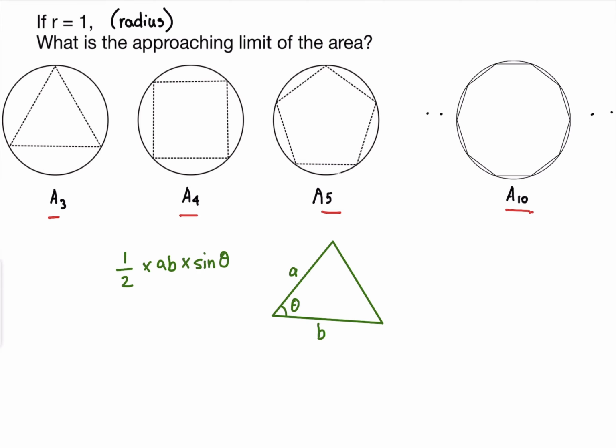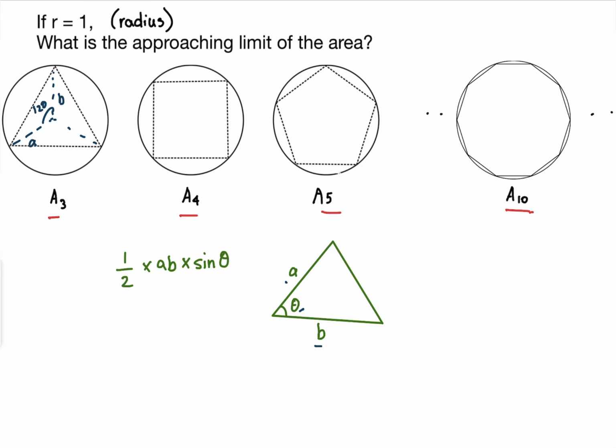So over here, in our first triangle, in our first figure, A3, we know the value of this because this is a 360-degree angle divided into 3 parts, so this is 120. And this is A, and A is the same as the radius of the circle, which we know is 1. Same with B. So we know the values of A and B, and we also know theta. So we can go ahead and apply this formula on our first figure. Let's do that.